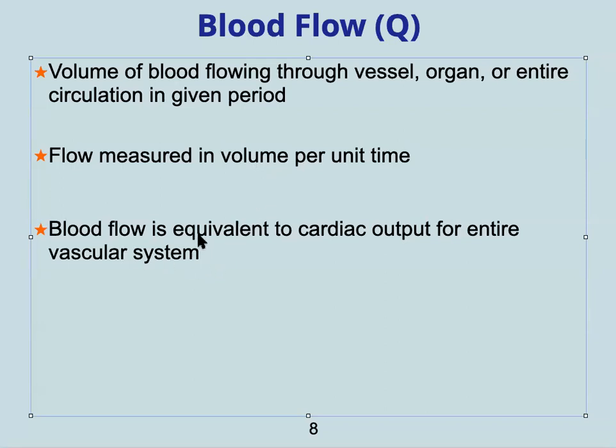And so cardiac output, as we previously learned, averages around 5 liters per minute. And that will be the blood flow through the entire cardiovascular system. So remember that volume over time is the unit, and that blood flow measures rate, the rate at which a certain amount of blood is flowing.